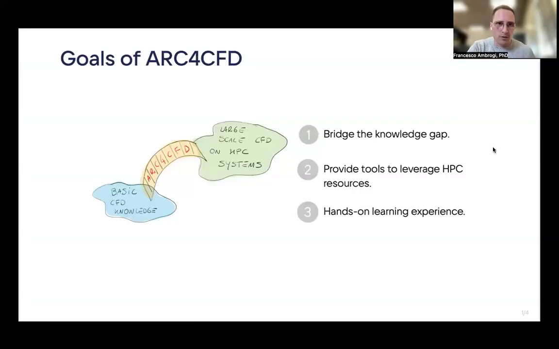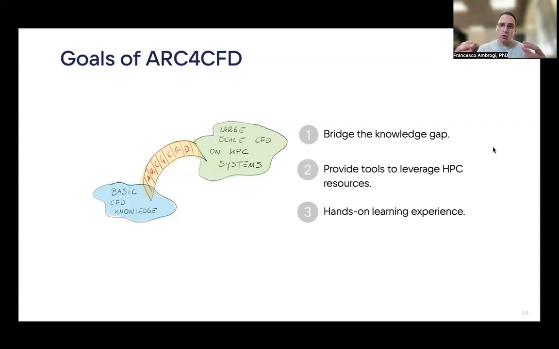So what are the goals for ARC4CFD? Well, first of all, some of you taking this course might already have basic knowledge on computational fluid dynamics and fluid mechanics in general, but may want to scale up their simulations using HPC systems. So far, maybe you have run your simulation on a local machine, be it a laptop or a desktop computer, but you want to study more complex geometries or bigger cases, and for that you will need HPC resources.